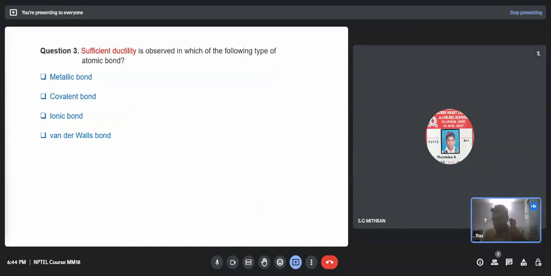So we already know that metals are ductile. We can see in our daily life that metals have some ductility compared to plastic or something else. More ductility will be in the metals. So here metals have so many delocalized electrons on the surface of metals.